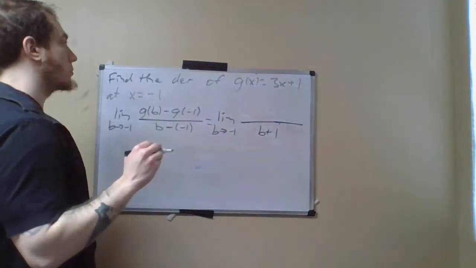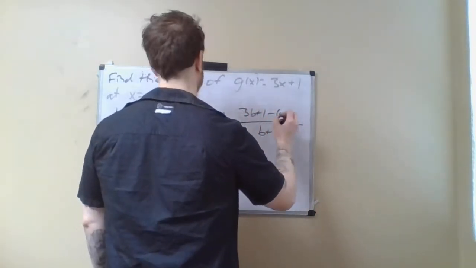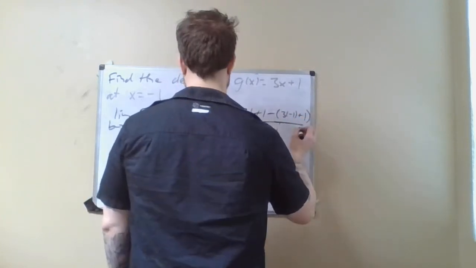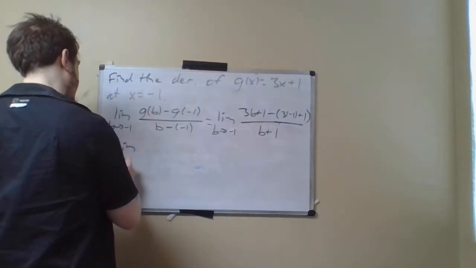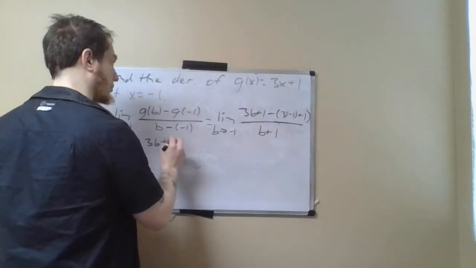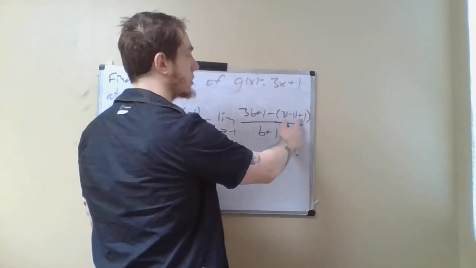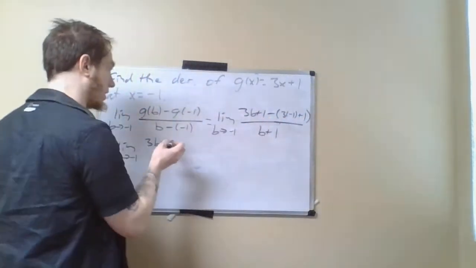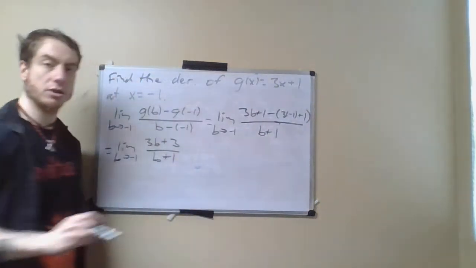And in the numerator, we're going to have 3b plus 1 minus 3 times minus 1 plus 1. So this becomes the limit as b approaches negative 1 of 3b plus, now let's count this carefully. This is negative 3 plus 1 is negative 2, but we're subtracting it. And 1 plus 2 is 3. So we get 3b plus 3 divided by b plus 1.